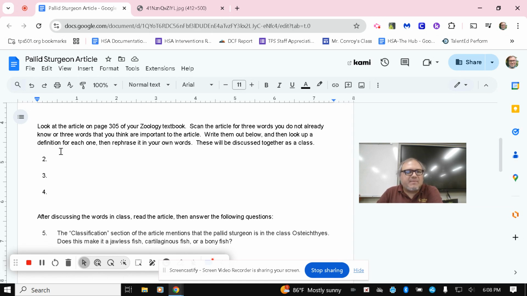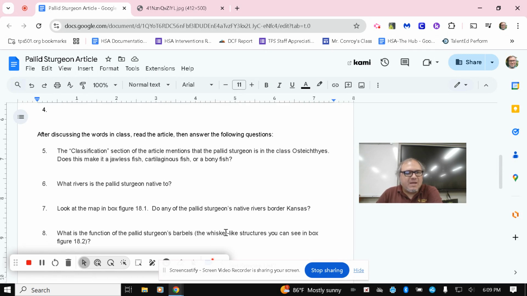And then I want you to look up a definition for each one, but then I want you to rephrase it in your own words. Basically, try to make it simple enough in terms of the definition that the average person could understand it, that all of us in class can understand it, and we will try to discuss those terms together to get a better shared understanding of them. So after you finish with getting those words together, you can actually go ahead and read the article and then answer these comprehension questions that are related to it.